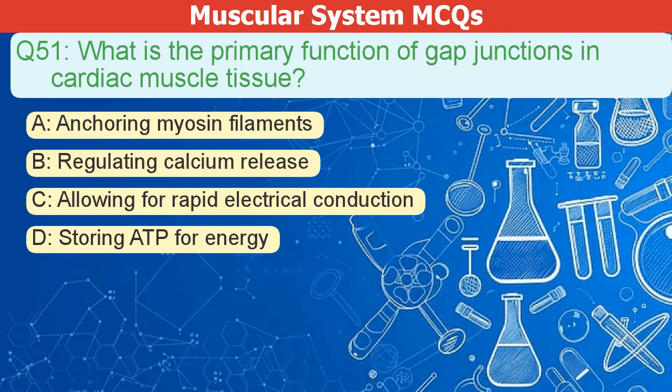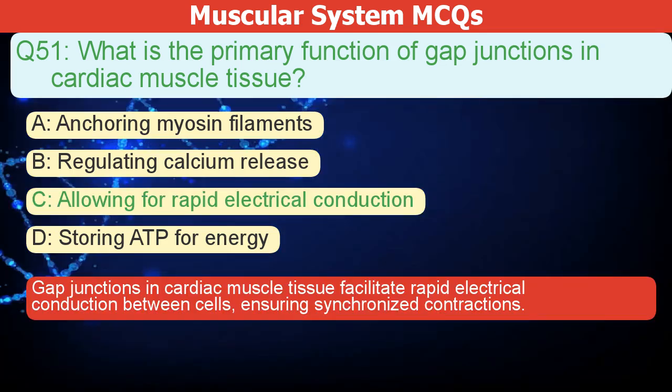What is the primary function of gap junctions in cardiac muscle tissue? A. Anchoring myosin filaments. B. Regulating calcium release. C. Allowing for rapid electrical conduction. D. Storing ATP for energy. The correct answer is C. Gap junctions in cardiac muscle tissue facilitate rapid electrical conduction between cells, ensuring synchronized contractions.